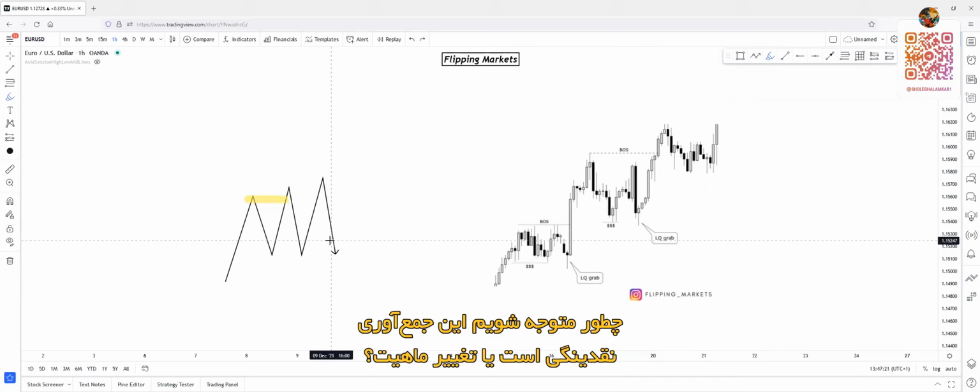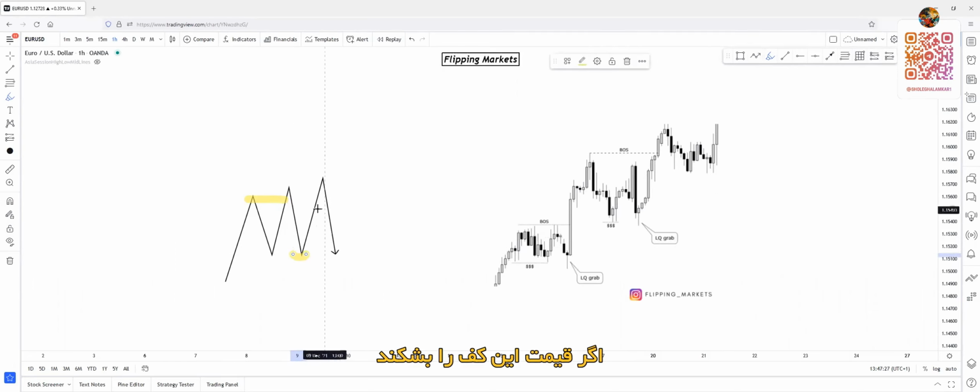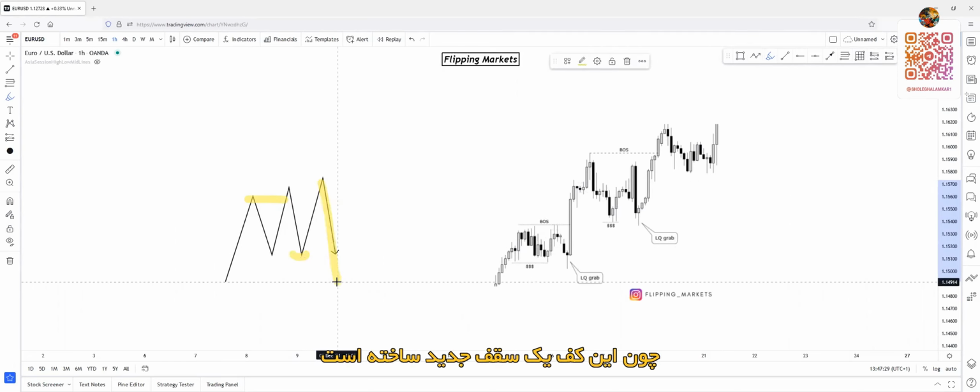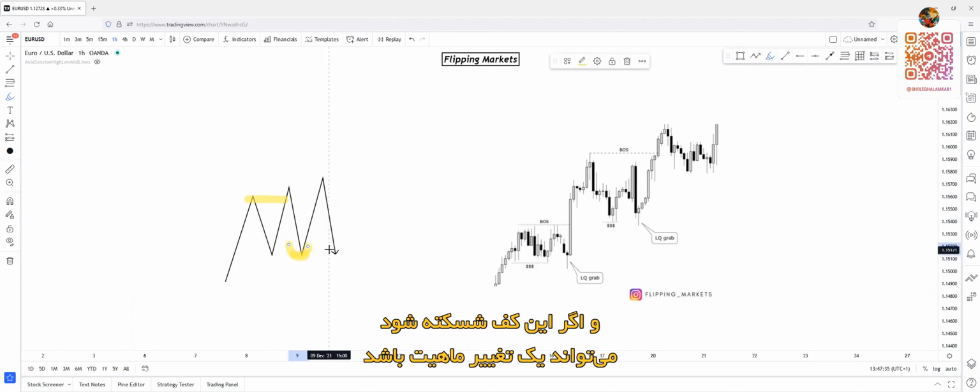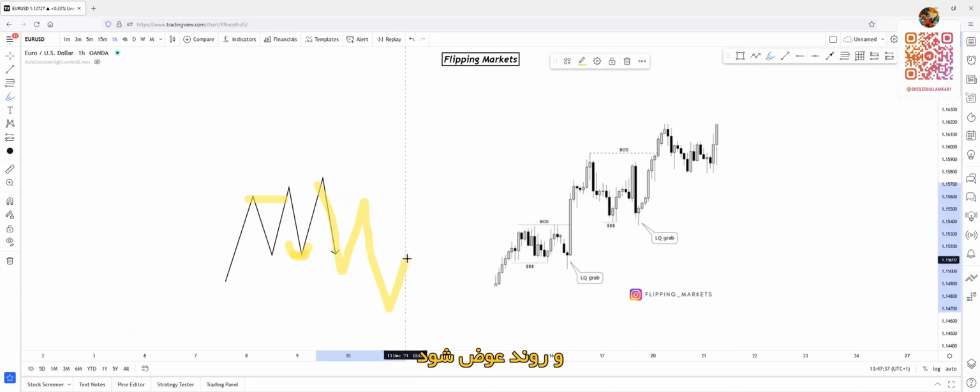How can we identify if it's just a liquidity sweep or a change of character? So if price breaks this low point, that could easily be a change of character because this low created a new high here. And if this low point breaks, that can be a change of character here and a change in the trend.